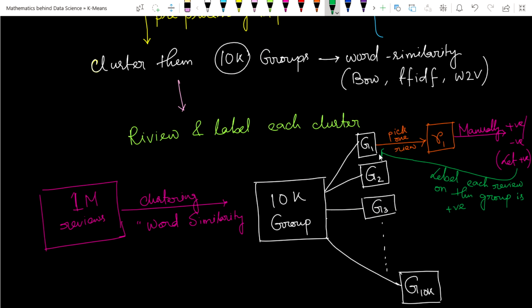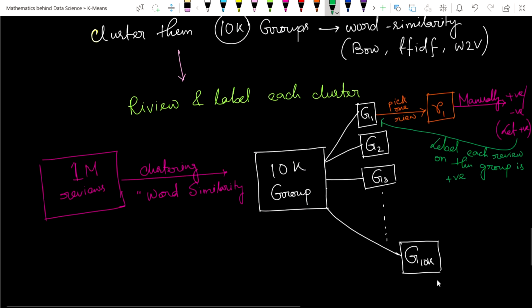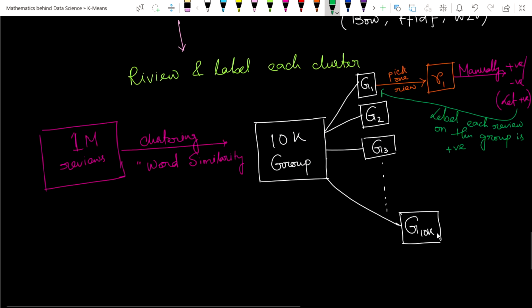So we only have to do the manual work 10K times. It's not time-consuming. It's possible for a startup company to label 10K reviews manually. If we have 10 million reviews and do this job only 10K times instead, there is a 100x reduction.